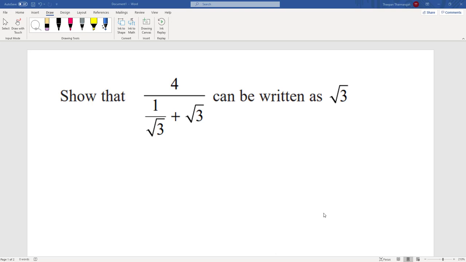In this video, we're going to look at some tricky surds questions. So let's take this question here. It says, show that 4 over (1 over root 3 plus root 3) can be written as root 3.